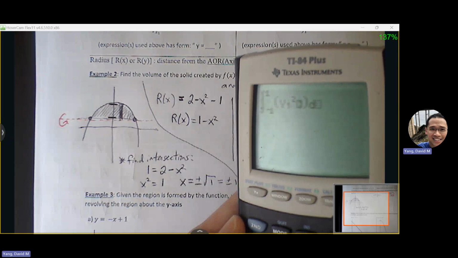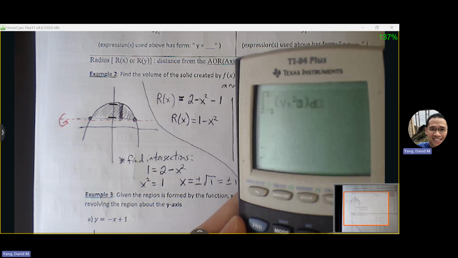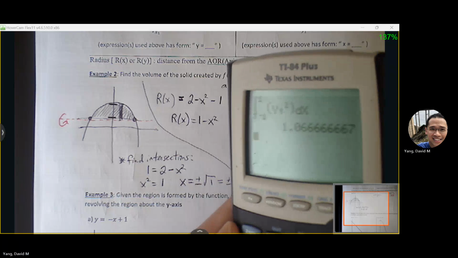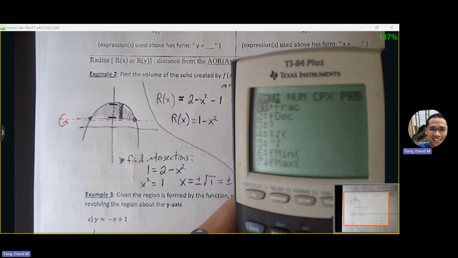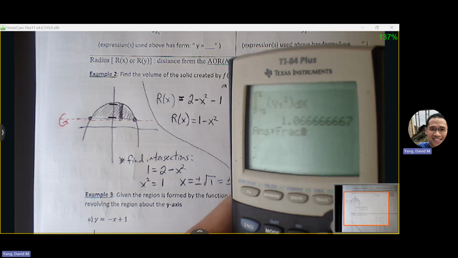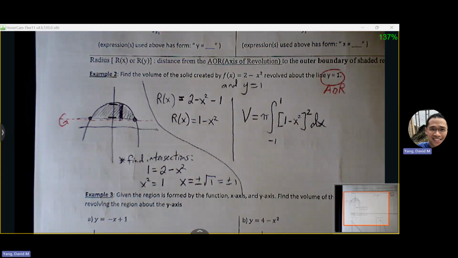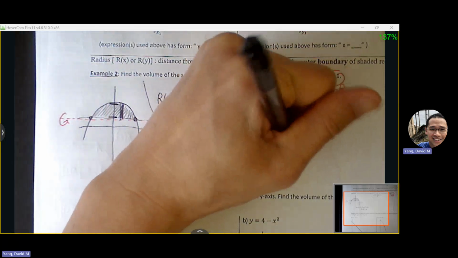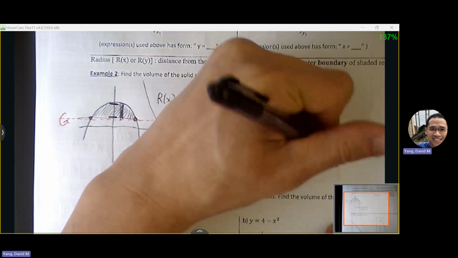Whatever is stored under y1, we don't have to put parentheses squared. We can just do y sub 1 squared, and it's going to square everything inside the radius. And make sure you close that off with dx. If you do math fraction, see if it'll convert that to a fractional value. It does. So our volume is 16 over 15, but don't forget there's that pi there as well. So 16/15 pi units cubed.